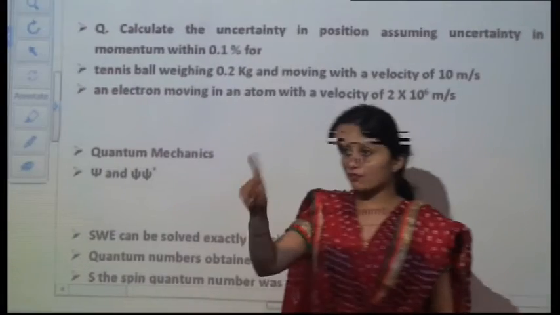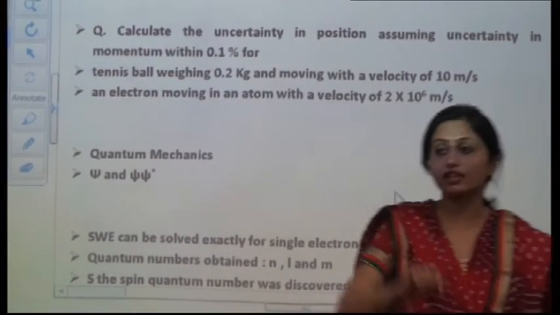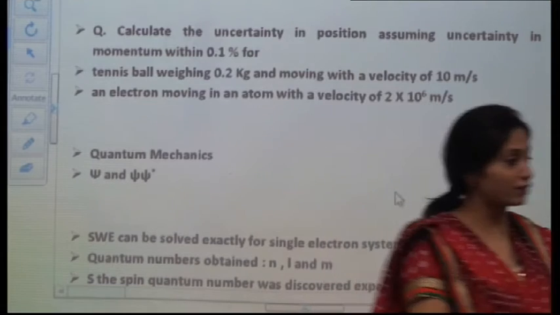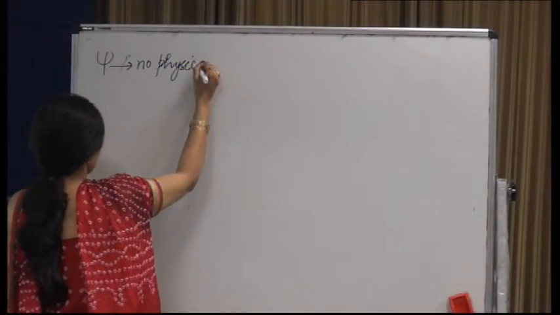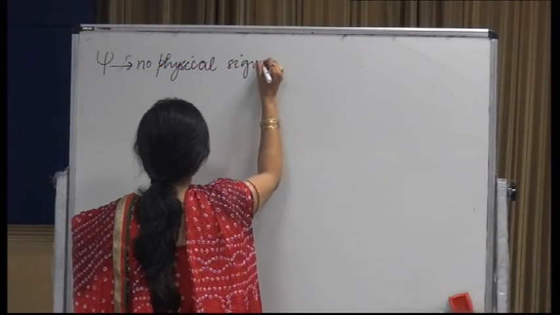Okay, and that wave function may be real or imaginary. Write it down. The wave function of an electron may be real or imaginary. So that is why your wave function has no physical significance.